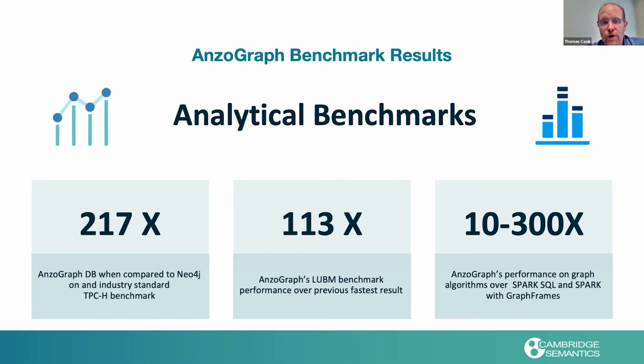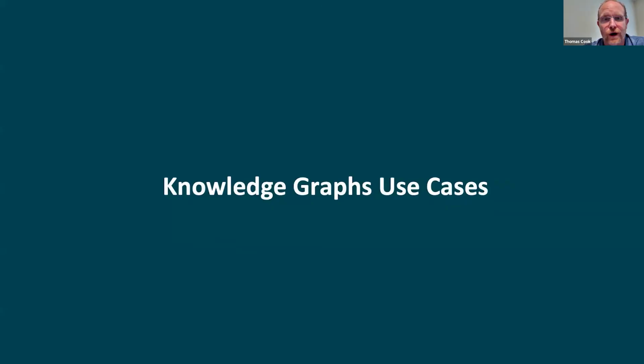The second benchmark is the Lehigh University benchmark, and we were 113 times faster than the previously published benchmark there. We also ran the TPC benchmarks against Spark SQL and Spark GraphFrames, and we saw anywhere from 10 to 300x performance improvements there. And anecdotally, in a number of different competitive situations, we've seen similar performance gains against a lot of other competitors. So we're happy to be put to the test. Stand us up, and we would love to be part of your pilot or proof of concept to test the performance and capabilities of AnzoGraph.